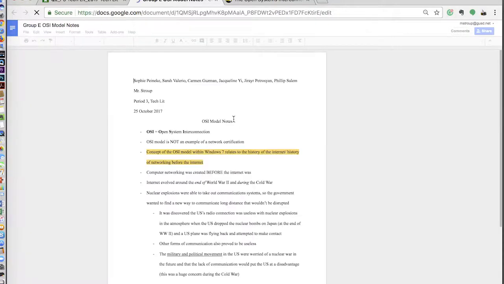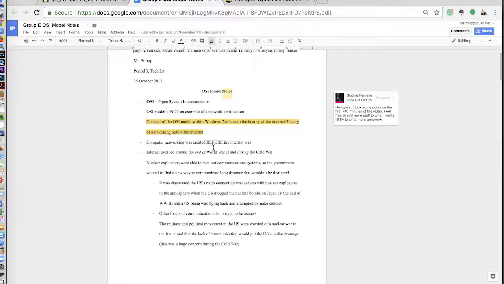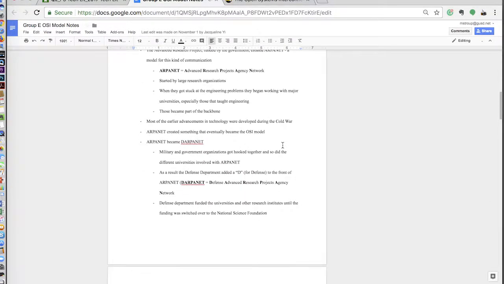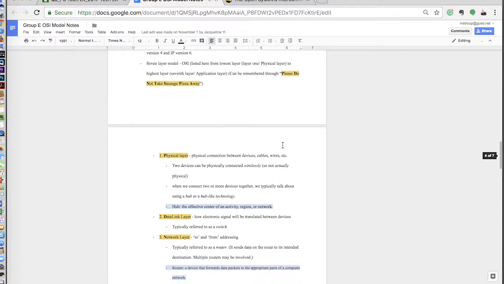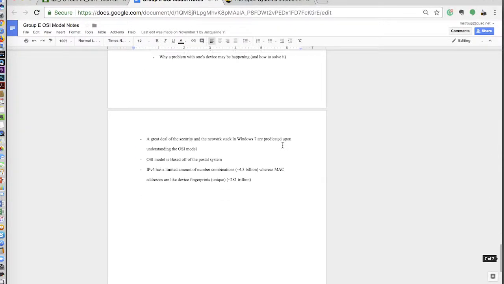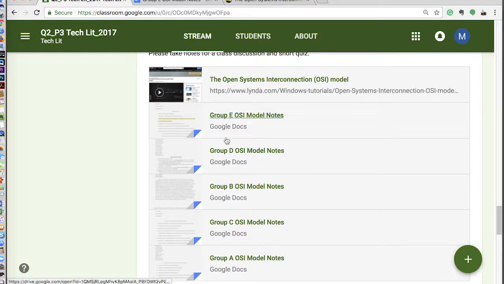But if we take a look here, we can kind of dig in and see how Group E edited. They sort of did some bullet notes here. There's a little note that they're sharing with one another. And as you see here, there's about 7 pages of notes, pretty extensive, fairly well organized. I was pretty pleased with what they did.